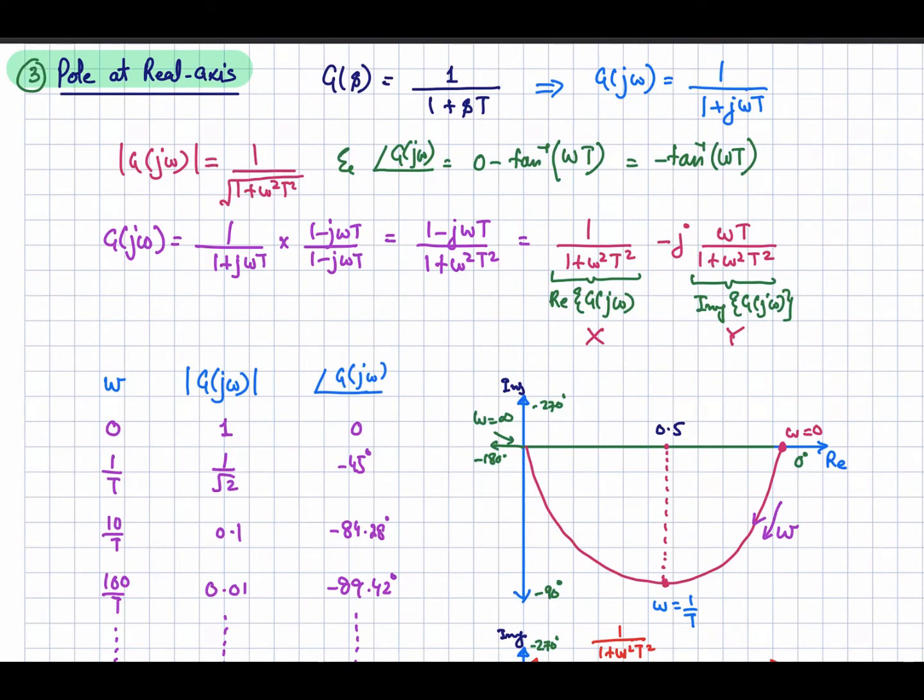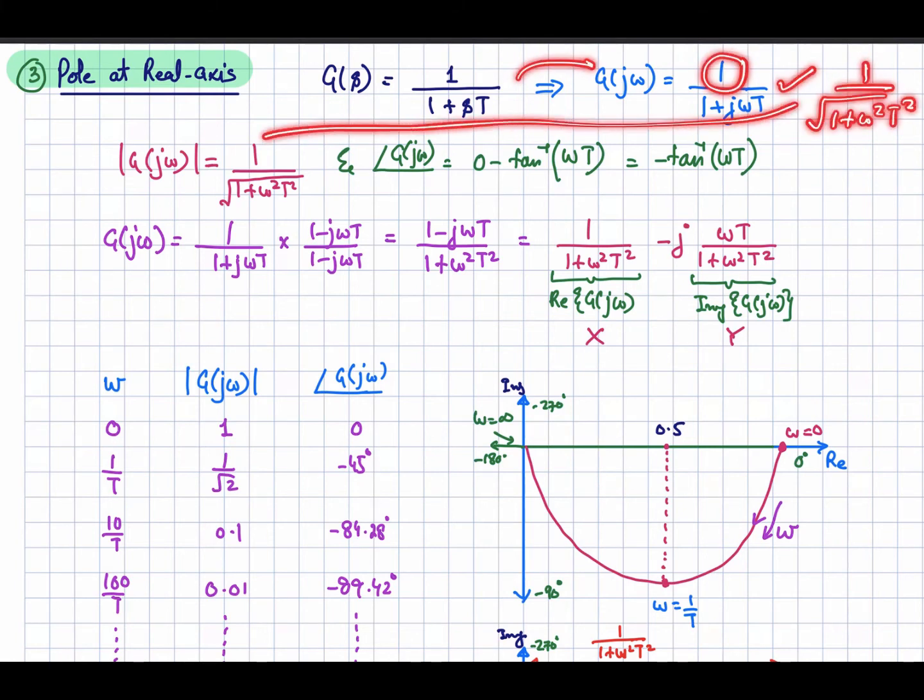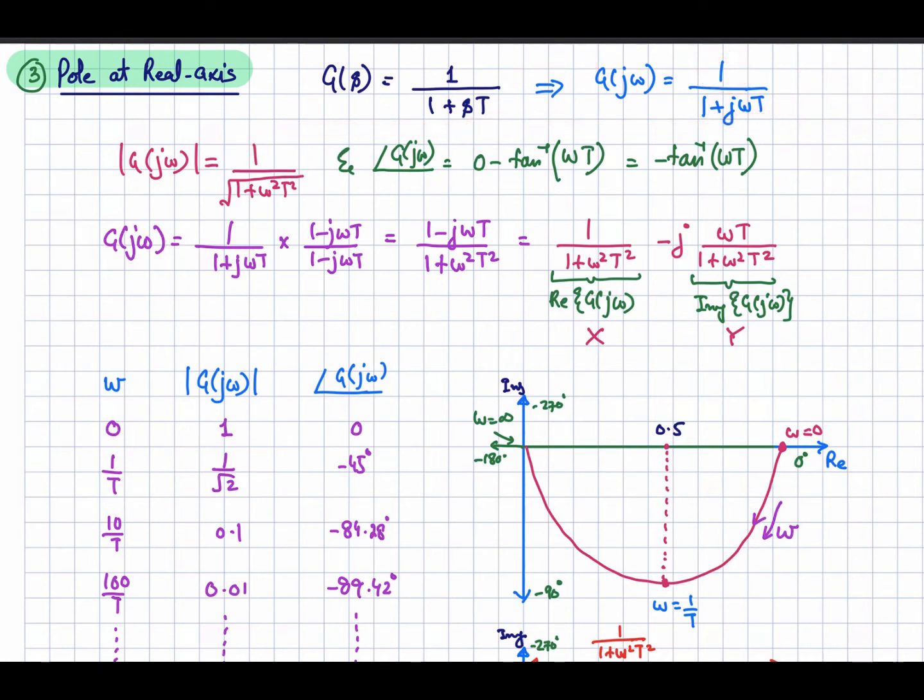Now let us look at the polar plot of a pole at the real axis. So the generic transfer function is this one. The pole is at minus 1 by T, right? So its sinusoidal transfer function will be obtained by replacing s with j omega. So this is the sinusoidal transfer function, and if you look at it, the magnitude of the numerator is 1, and of the denominator it will be the square root of 1 plus omega square T square. So its magnitude is given by this equation, and its phase will be equal to this one.